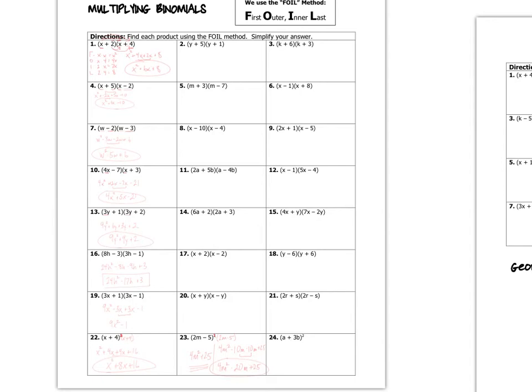Again, look for patterns as you go through this. All right, we might have a few along the way. Number 18, number 21, okay? All right, so go ahead and pause.